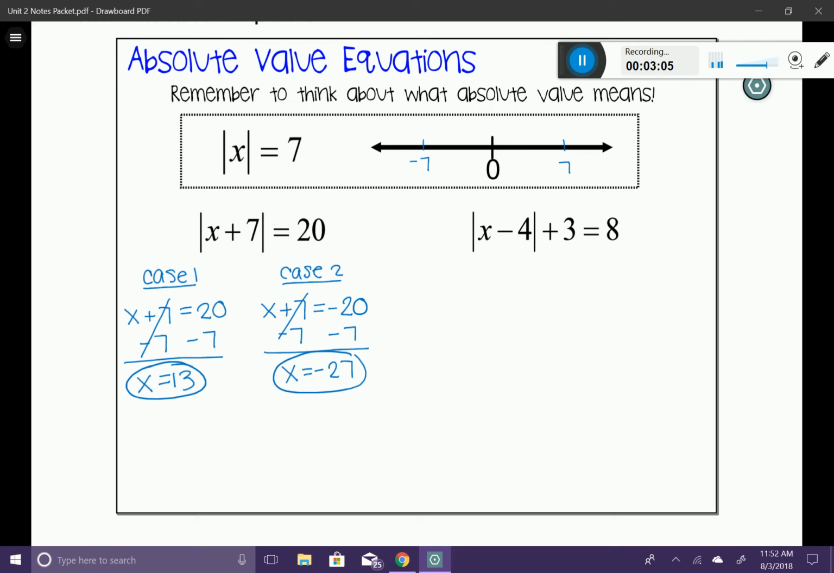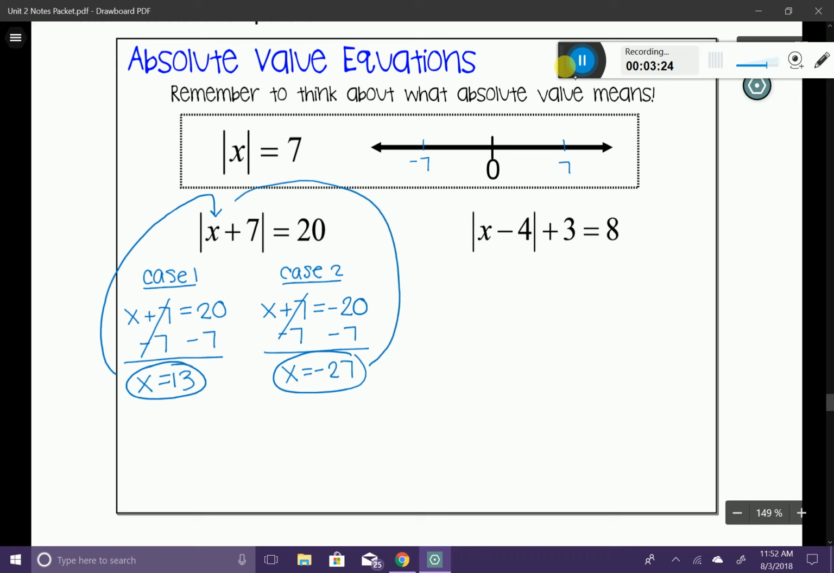Let's go in and just kind of double check to make sure this worked. If I took x equals 13 and I substituted it in for the x value here, 13 plus 7 equals 20, and the absolute value of 20 equals 20. So this solution works. Now let's go ahead and check the other one. Negative 27, if I were to substitute that in the x, plus 7 is going to be negative 20, and the absolute value of negative 20 is equal to 20. So both solutions are possible solutions for this problem.